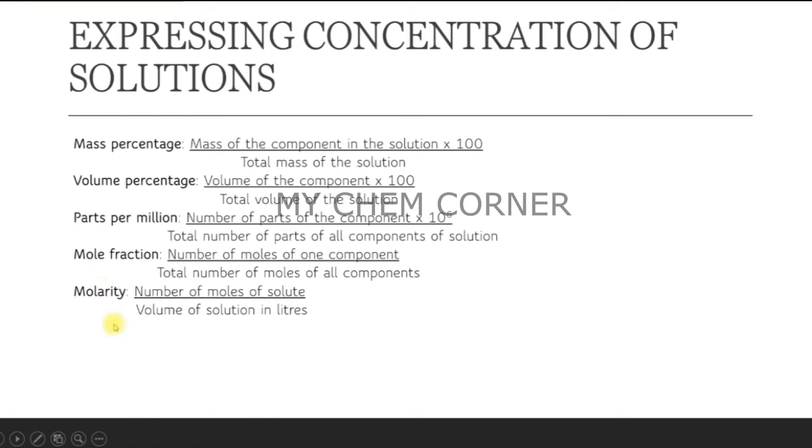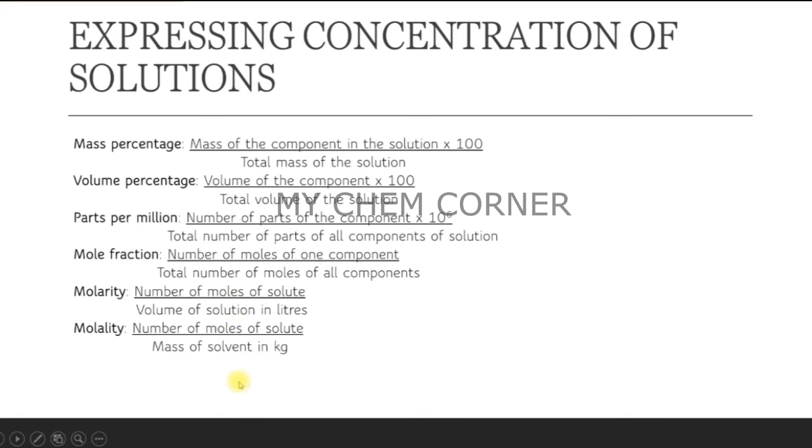Then the next one we have is molarity. Number of moles of solute by volume of solution in liter. This is very important because our volume should be converted to liters. And the last one is going to be molality. In this case, it's number of moles of solute by mass of solvent in kilogram.